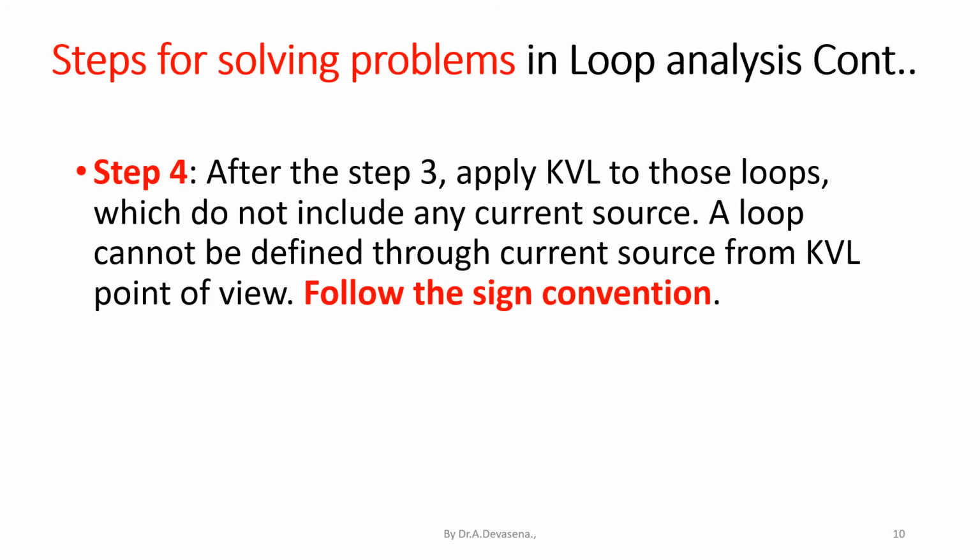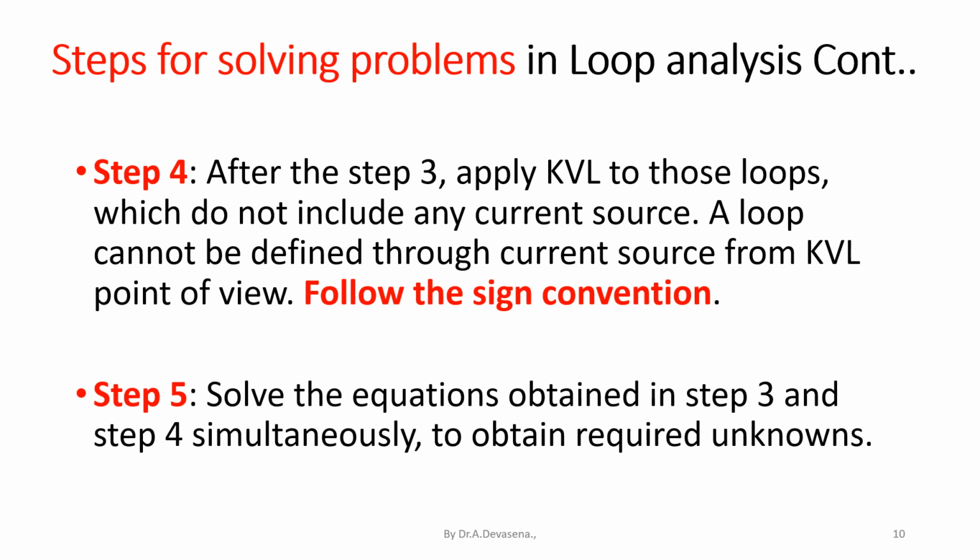Step 4. After step 3, apply KVL to those loops which do not include any current source. A loop cannot be defined through a current source from the KVL point of view. Follow the sign convention. Step 5. Solve the equations obtained in step 3 and step 4 simultaneously to obtain the required unknowns.